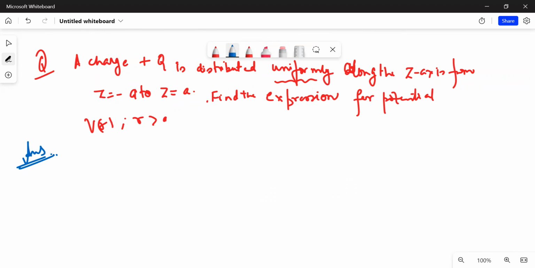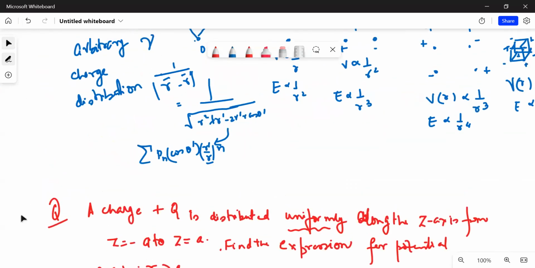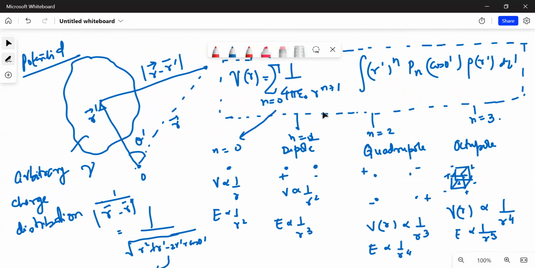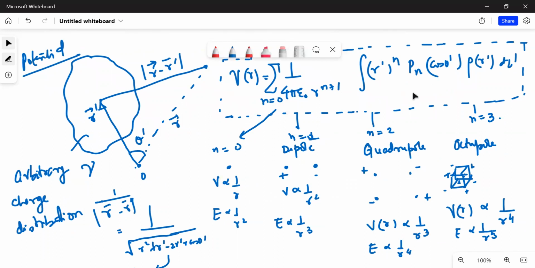Okay, so how would you attempt this question? This is something one needs to understand. That is what I always say: you see the beauty of mathematics. You can clearly see that you have a uniform distribution of charge from minus a to a. But you see the beauty of mathematics: you don't know how the charges are distributed within this volume, but you know for certain that this is how your potential would behave at any r.